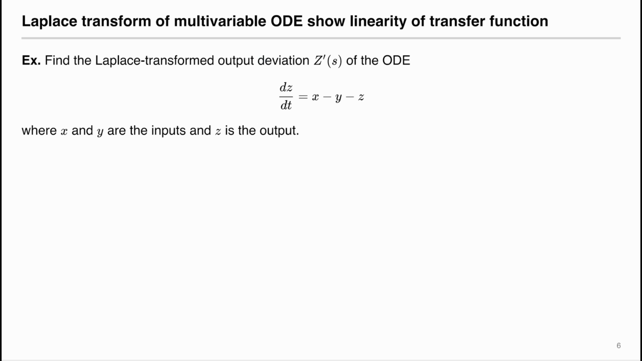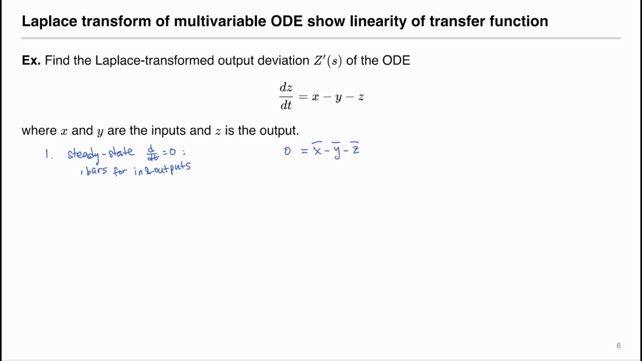So first step, we look at the steady state condition. So d/dt equals 0, meaning that 0 equals x bar minus y bar minus z bar. But note that because they're at steady state, they all are at nominal steady state values. So we add bars to all the inputs and outputs.